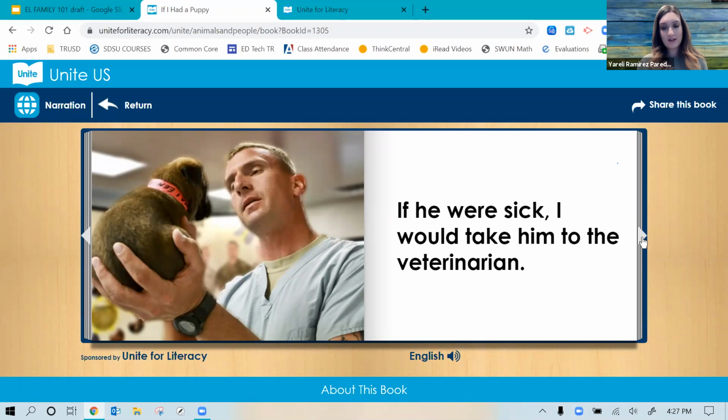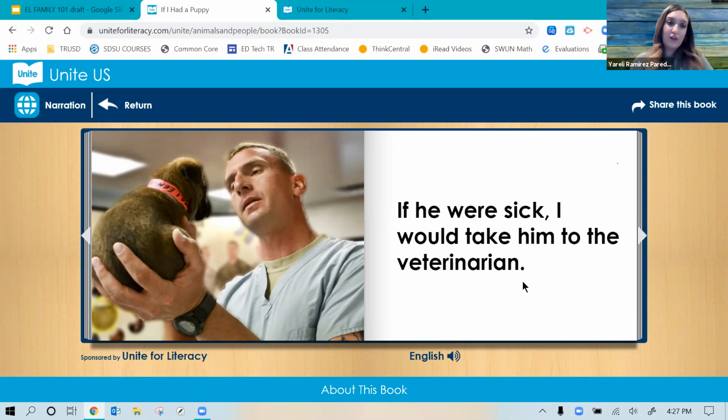Okay, let me go ahead and stop. Now, I'm not going to be stopping every single time after every page, but I did want to show you how I might do this with different pages. So on this one, for example, I decided to draw attention to the word veterinarian. I asked the child if they knew what it was.